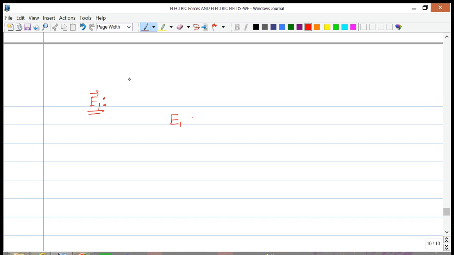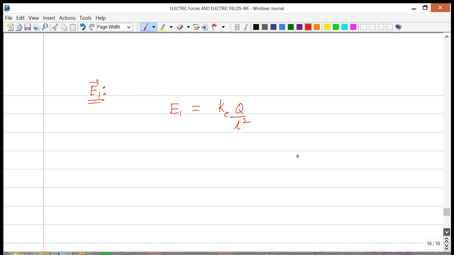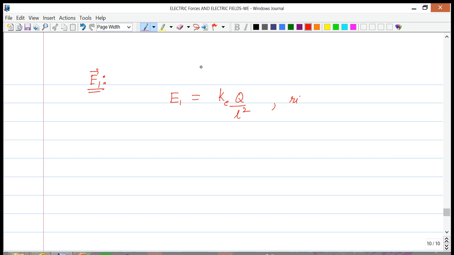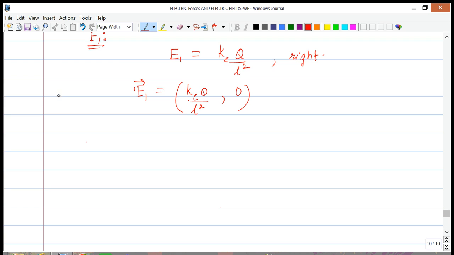The magnitude of the field, which I write without the vector sign, is simply going to be equal to Ke times the charge divided by L square. Very good. And we know that it is pointing to the right. So I can write E1 in vector form: E1 is equal to Ke Q over L square, comma 0.